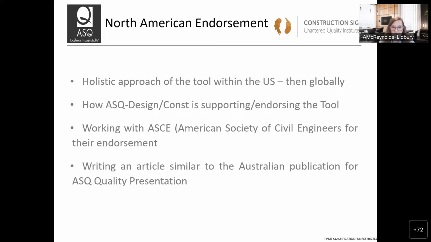We are also working with the American Society for Civil Engineers to get their endorsement. We're working very closely with them now. Hopefully we'll have that shortly. The publication that was done for the Australian quality articles, we're similarly doing the same thing and looking forward to doing that in the ASQ Quality Progress in the November, December timeframe.